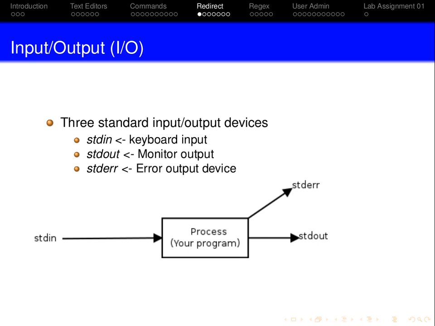Standard in comes from your keyboard. Standard out goes to your monitor, as well as standard error. I don't know if you knew this, but they're two completely different streams when they come out, which means you can capture them separately.